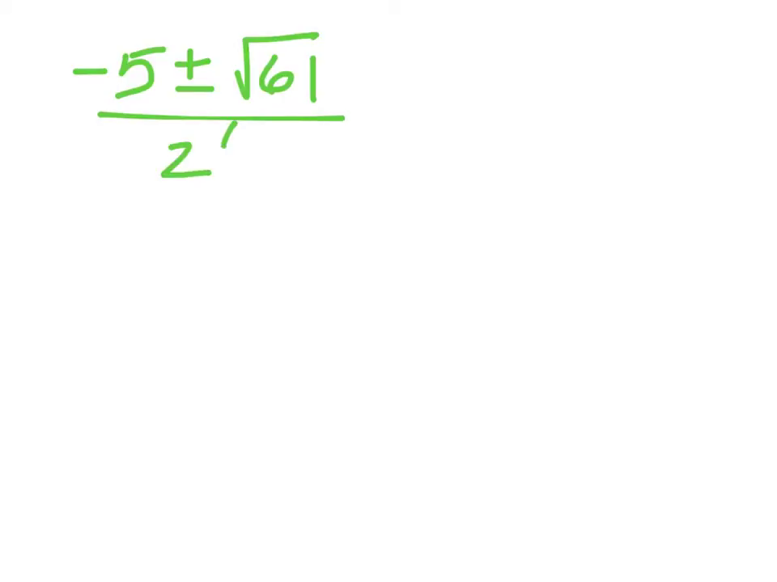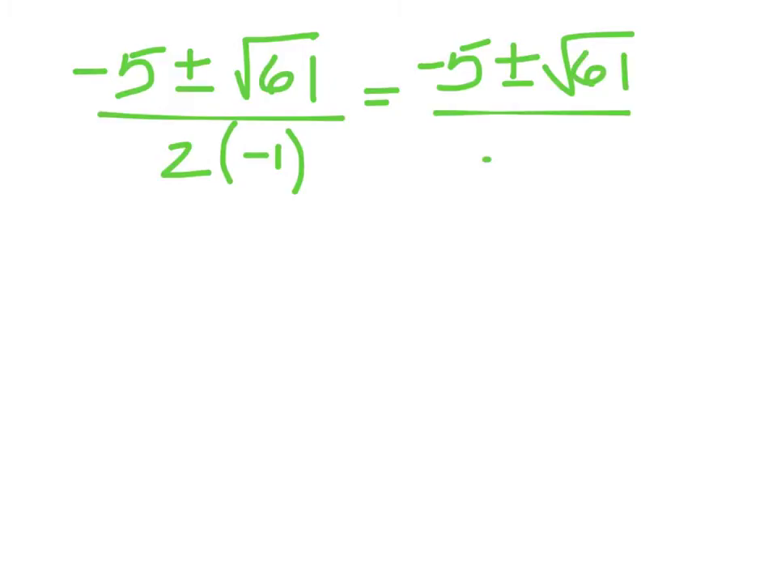All right, so when we have the B value, in the formula, it becomes negative 5 plus or minus the square root of 61 over 2 times A. That's negative 1. So negative 5 plus or minus, and can we simplify the square root of 61? No. And on the bottom, we have a negative 2. What do I need to do now?